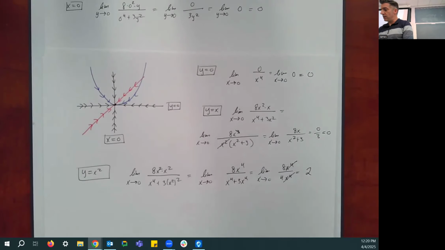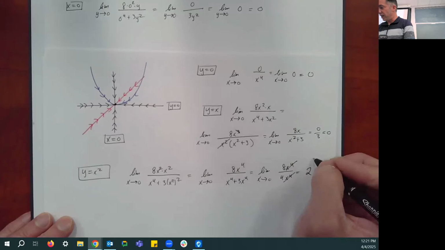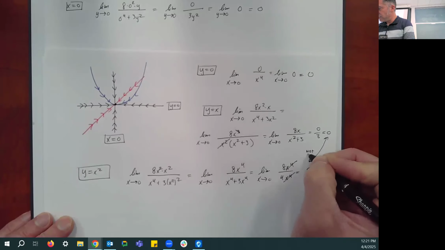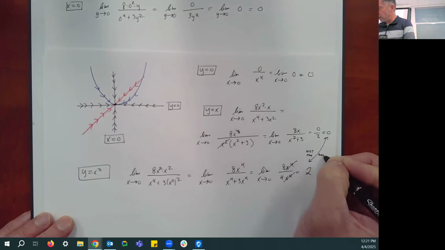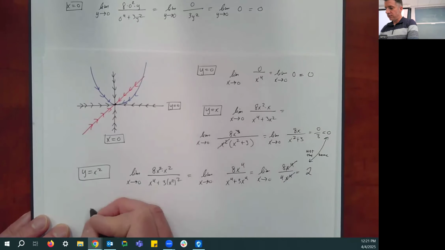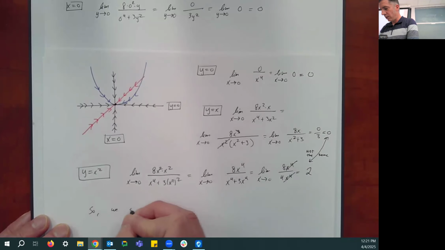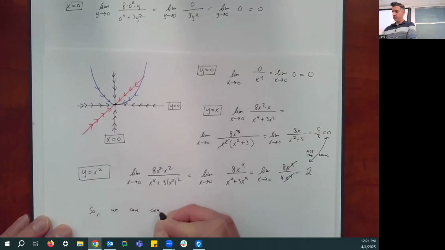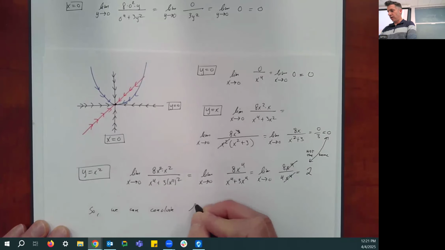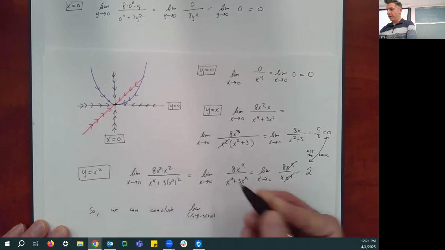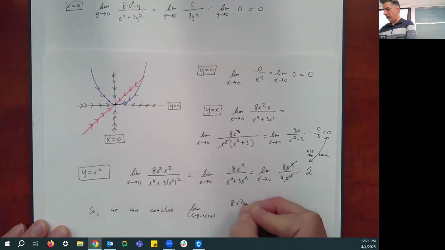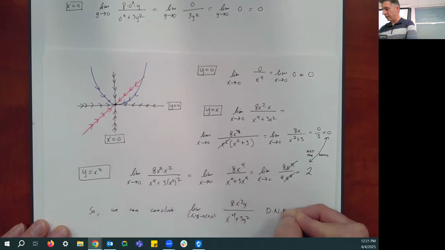Since this 2 is different than any of those zeros, not the same, that shows us that the limit doesn't exist. So we can conclude that the limit as (x, y) approaches (0, 0) of this original expression, 8x squared y over x to the fourth plus 3y squared, does not exist.